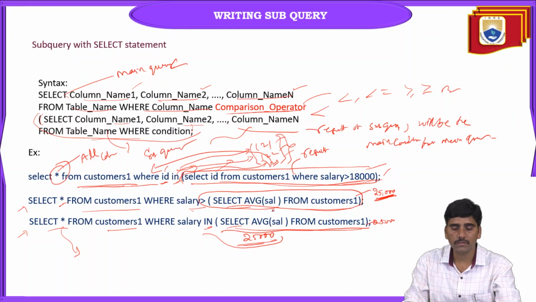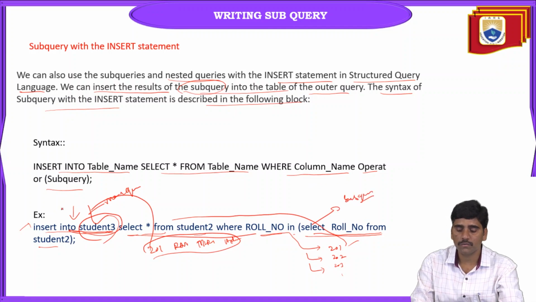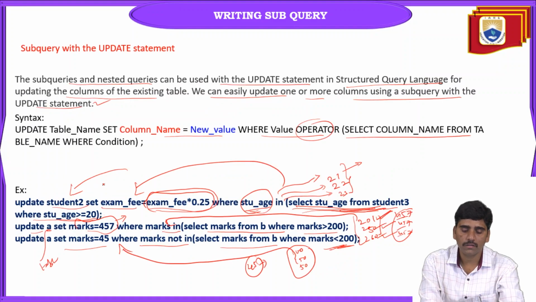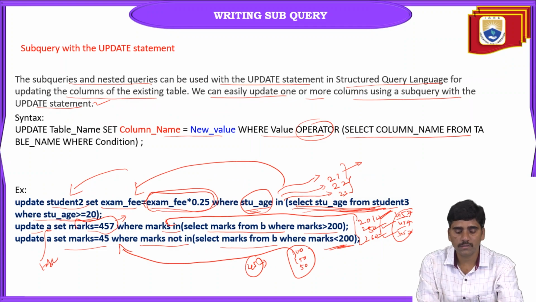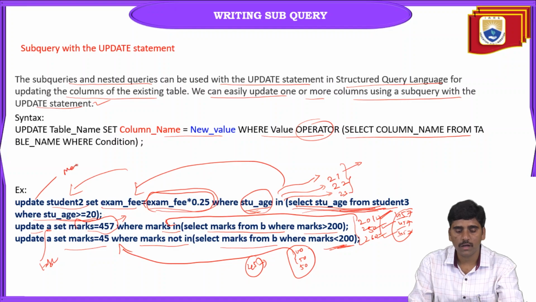And here, select with subqueries. We can write select in both queries. You can write select in the main query and select in the subquery. And here, subquery with the insert statement. We can write insert as the main query and select as the subquery. So the select statement acts as the subquery, and the main query acts as the insert statement.